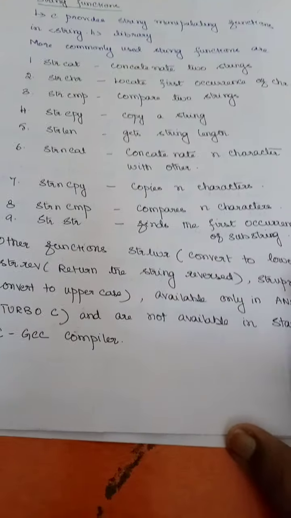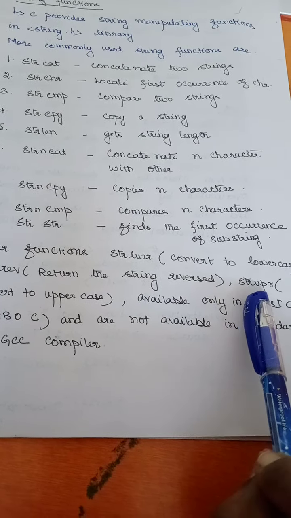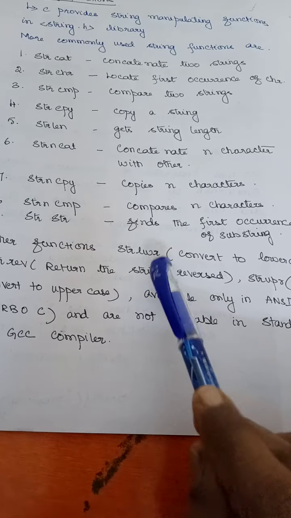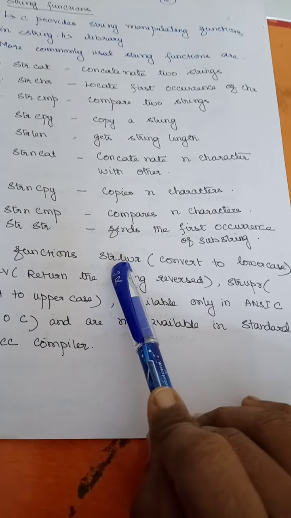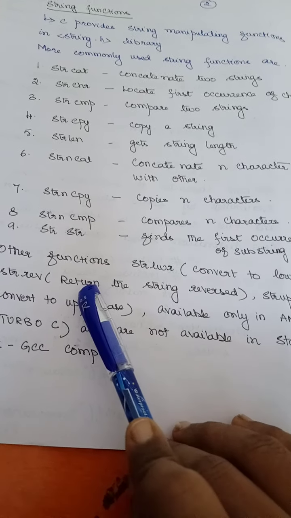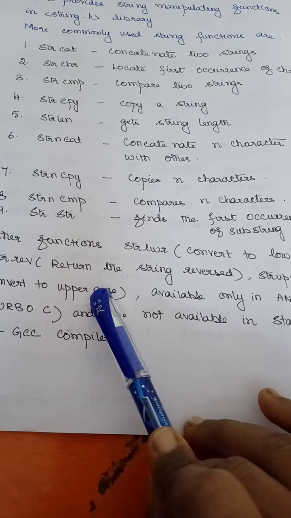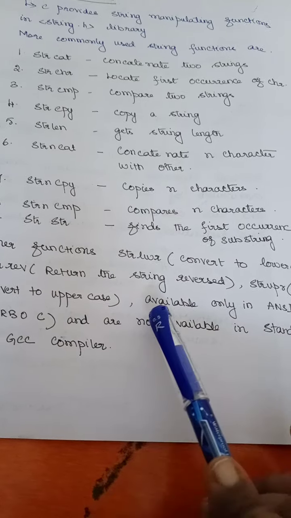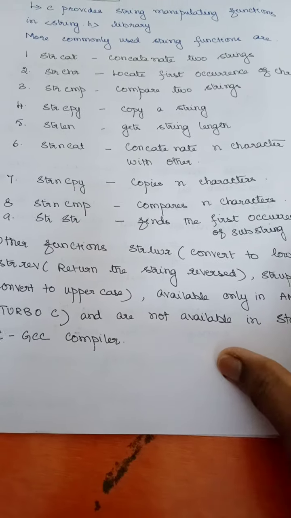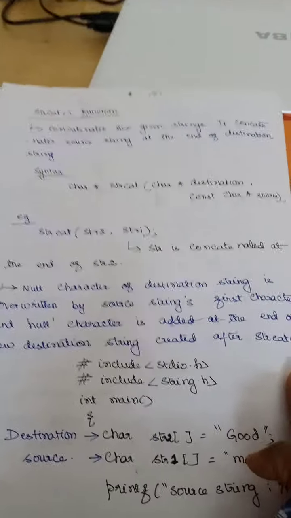You have some more functions also like strlwr, strupr, and strrev. These convert a string to lowercase letters, convert it to uppercase letters, and return the reverse of the string. All these functions are not part of standard C. They are available only in ANSI C, and are not available in the standard C GCC compiler. Now we'll move on to the functions one by one.